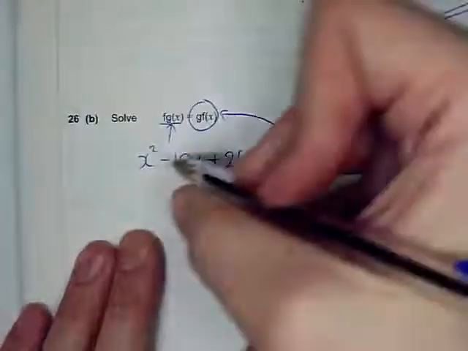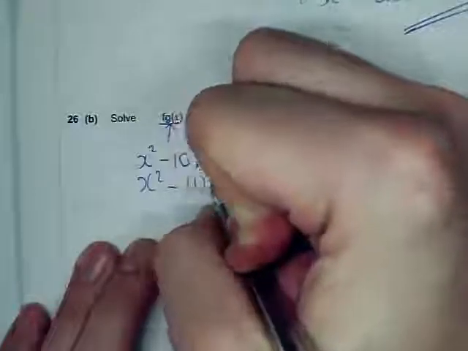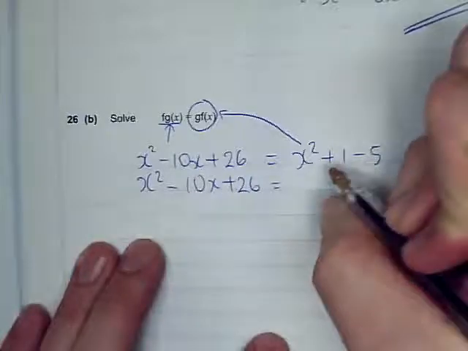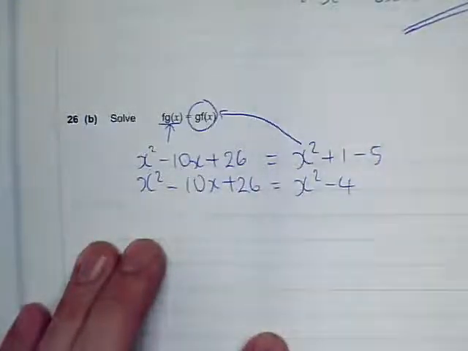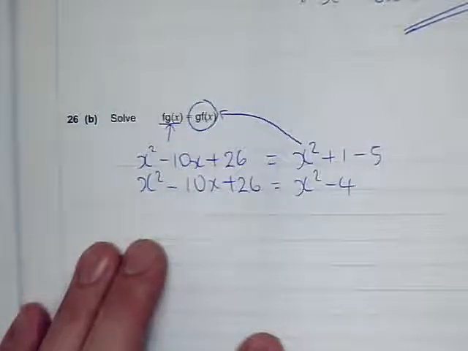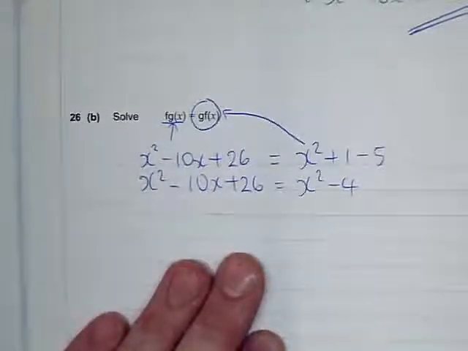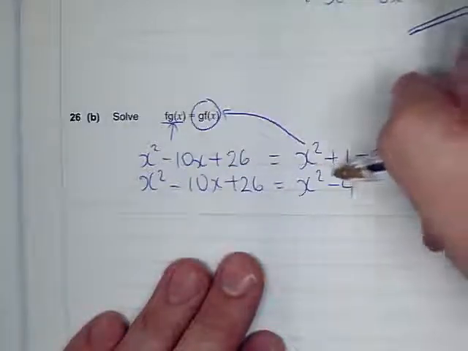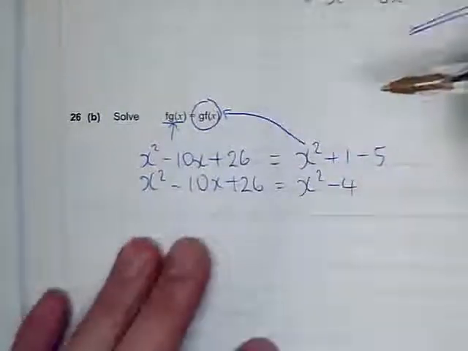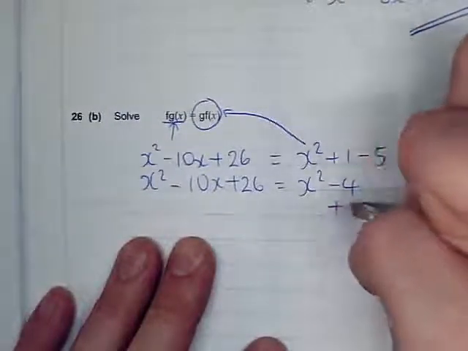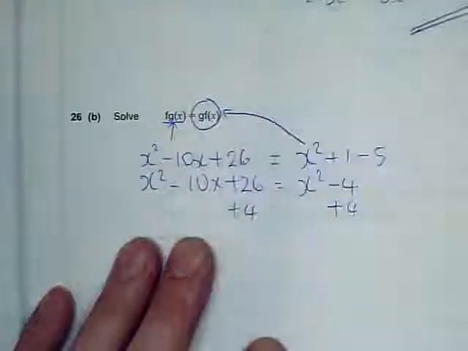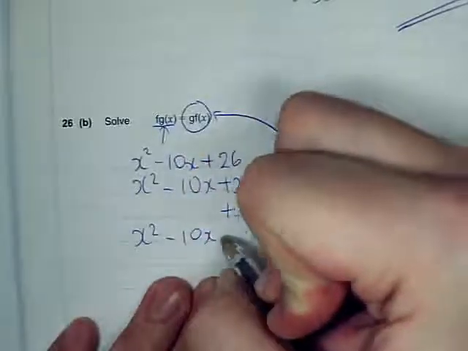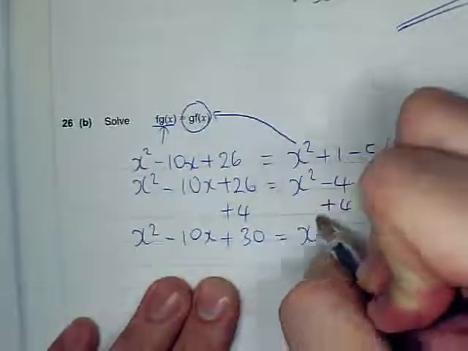Okay, so let's simplify this. I've got x squared minus 10x plus 26, and this I know I can simplify, so that makes minus 4, so x squared minus 4. And I'm trying to solve it, so I'm trying to find out what the value of x is. So I want to get the x's on one side, the numbers on the other. I'm going to start with this minus 4. Let's add 4 to both sides. So I've got x squared minus 10x. That makes 30 equals x squared.